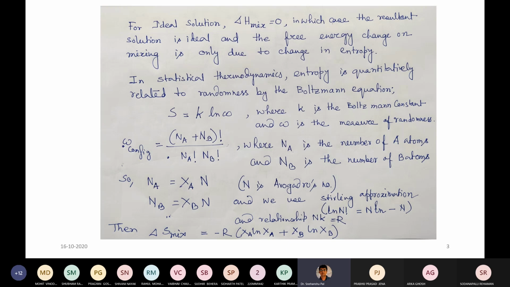That is one equation proposed by Boltzmann. Here S equals k ln omega, where k is Boltzmann's constant and omega is the measure of randomness. If you go for configurational omega, the possible arrangements, you can use the permutation and combination concept of mathematics: (Na plus Nb) factorial divided by Na factorial and Nb factorial. In this equation, Na is the number of A atoms and Nb is the number of B atoms.